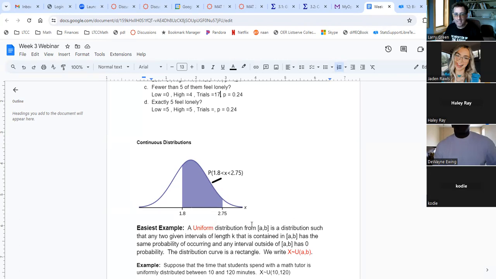And when you have a rectangle shape, we call it a uniform distribution. So a uniform distribution from A to B is a distribution such that any 2 given intervals of length k that are contained in A and B have the same probability of occurring, and any interval outside AB has 0 probability. Okay? And the way to say it geometrically is the distribution curve for a uniform distribution is a rectangle. Any questions on that so far?